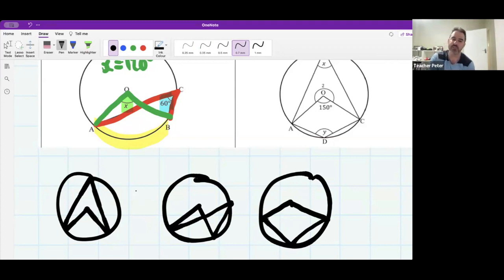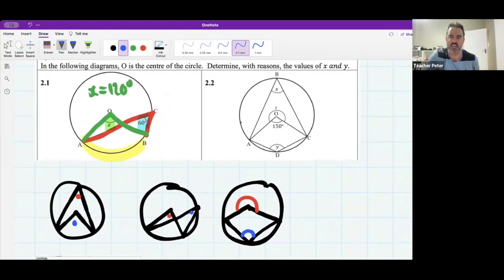And those are the 3 main shapes where there's a relationship between the angle there and the angle there, or you could say the angle here and the angle here, where the red one is the angle at the center, the blue one is the angle at the circumference. And we're going to go further with that in the next lesson.